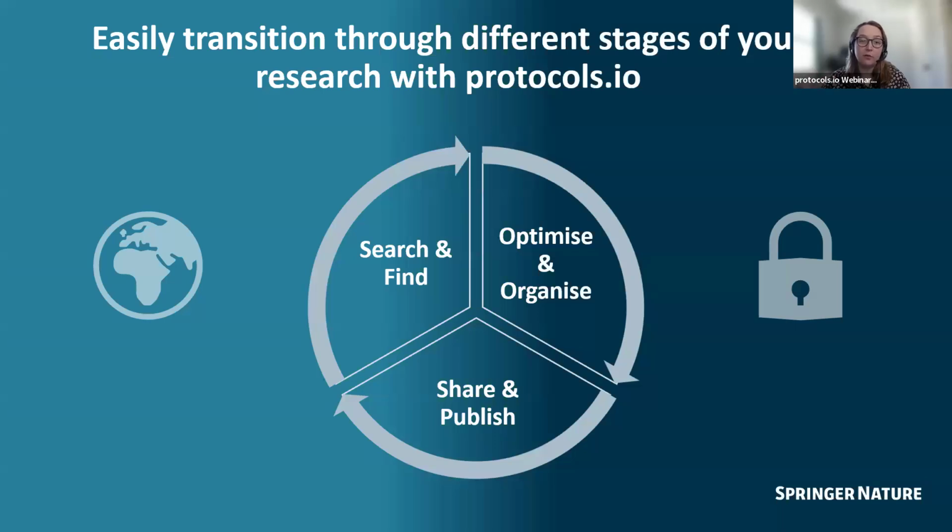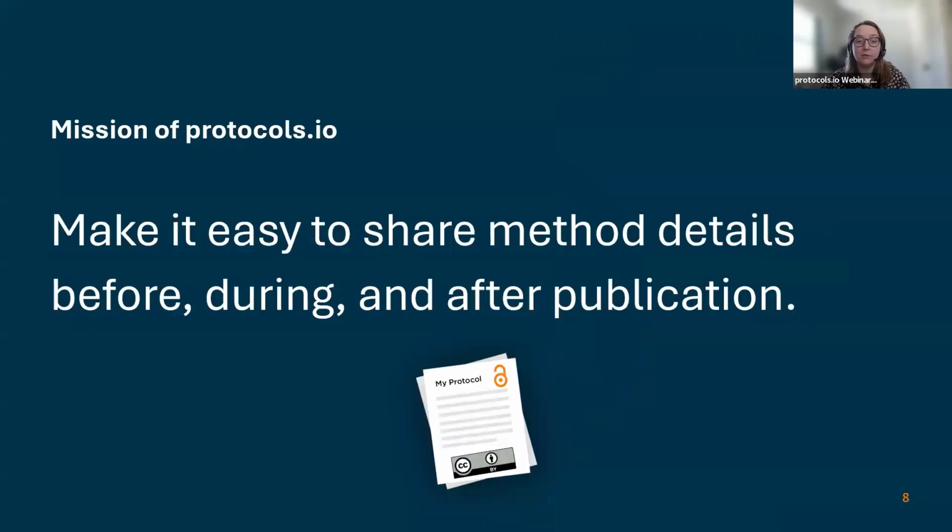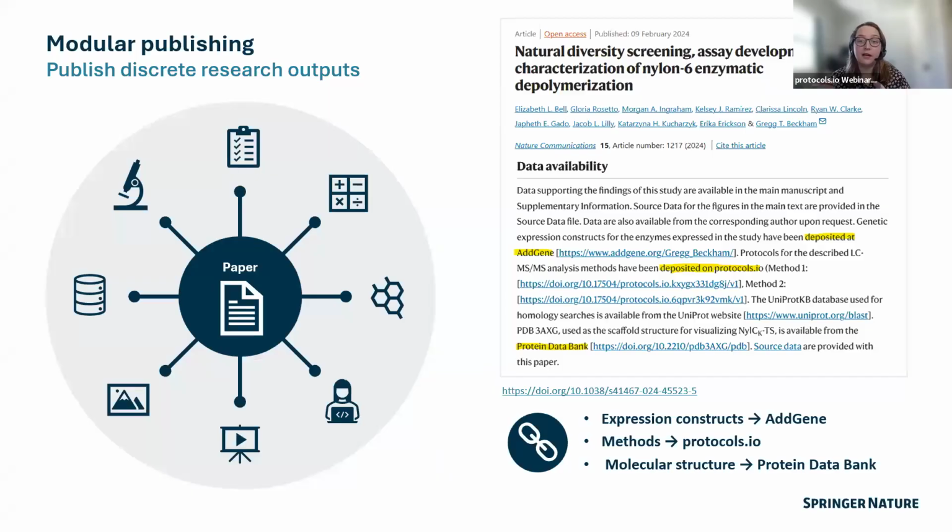And really the goal of protocols.io is to make it easy to share your methods details before, during, and after publication. We want to make it easy so you can document what you're doing and what's changed as you're doing things. There's this idea of modular publishing where you can publish discrete research outputs and bring them all together into a manuscript. And it's really nice because you're able to have these standalone outputs or modulars that not only can be published independently, but also ensure that people are getting credit for the work that they contributed.